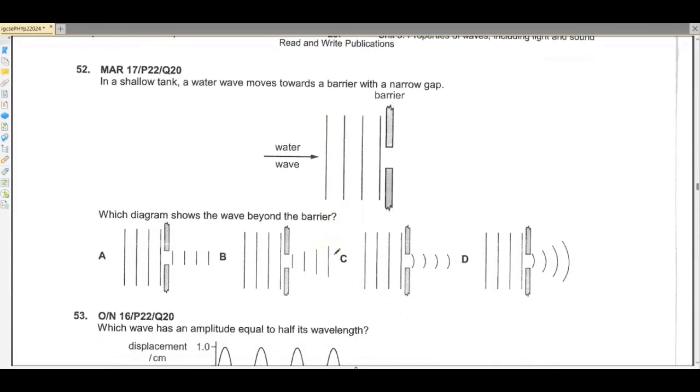Question number 52. In a shallow tank, water moves towards a barrier with a narrow gap. Okay, which diagram shows the wave beyond the barrier? अगर अब हम देखें, वैसे you always use a ruler for this. So this and this seems to be like almost the same. So if the gap in the barrier is equal to the wavelength of the wave, so diffraction is going to be more. ठीक है? And the spreading is going to be more as well. So A जो है is not the correct answer.